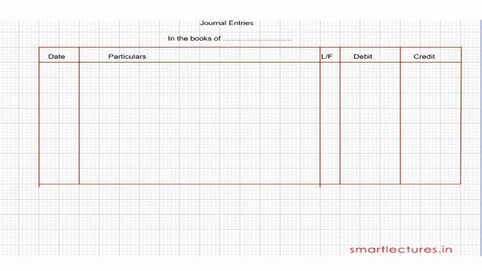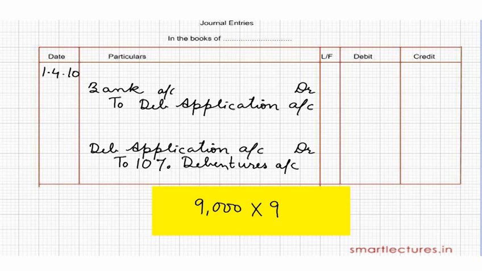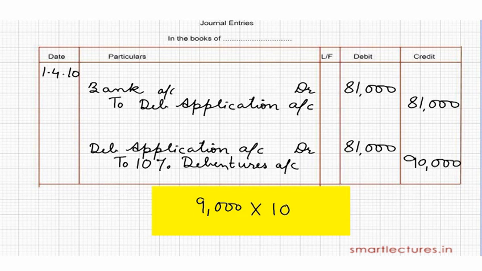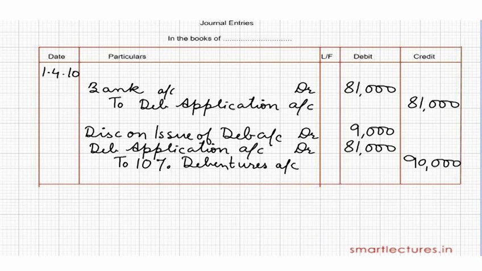And the journal entry will remain the same as we did in the previous question. So what will be the journal entries? On 1st April 2010, bank account debit to debenture application, and debenture application account debit to 10% debentures account. The amount will be: bank account debit to 10% debenture application, that will be 9,000 into 9, 81,000, and 10% debenture application account debit 81,000 to 10% debentures account 90,000, because the face value is 9,000 into 10, and discount on issue of debentures account of 9,000 rupees will be debited.